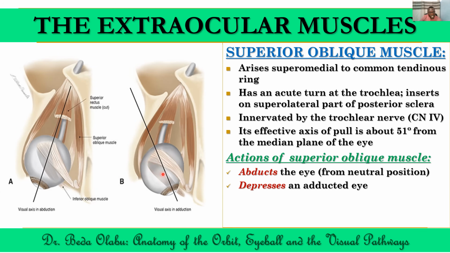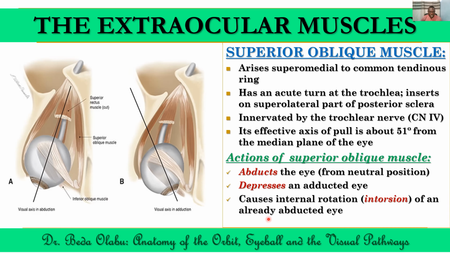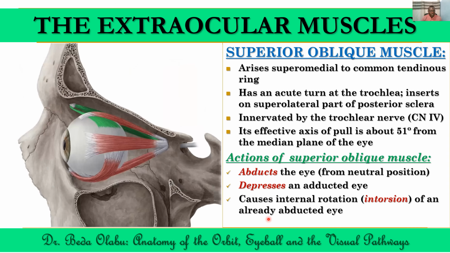It will also depress the eye, and depression is better illustrated on this image. If the eye is already adducted and superior oblique contracts, it will pull the posterior part of the globe forwards, and so the pupil will go down. That is depression. If, however, the globe is already abducted and superior oblique contracts, it will pull the posterior aspect of the globe medially, the lower part will go laterally, and that is now rotation. In particular, that is internal rotation. So these are the actions of superior oblique.